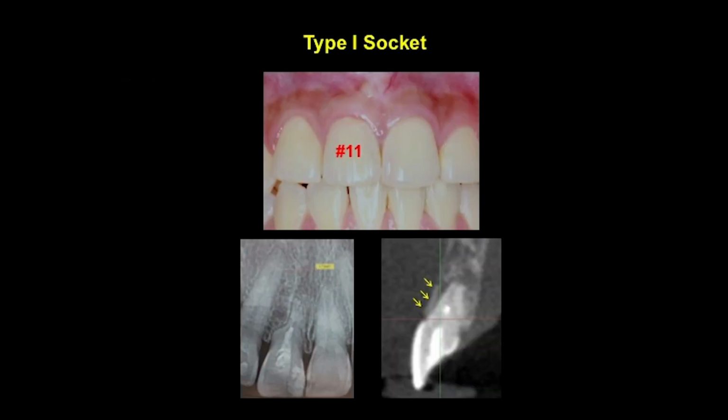This is an example, tooth number 11. It is hopeless because it has external root resorption, but look at the buccal bone here. It has thick buccal bone and the soft tissue is well maintained. It's a thick tissue phenotype. In this case, you can extract and put the implant immediately.